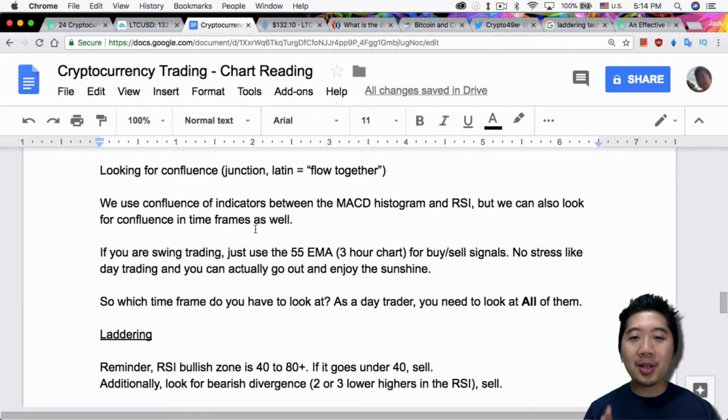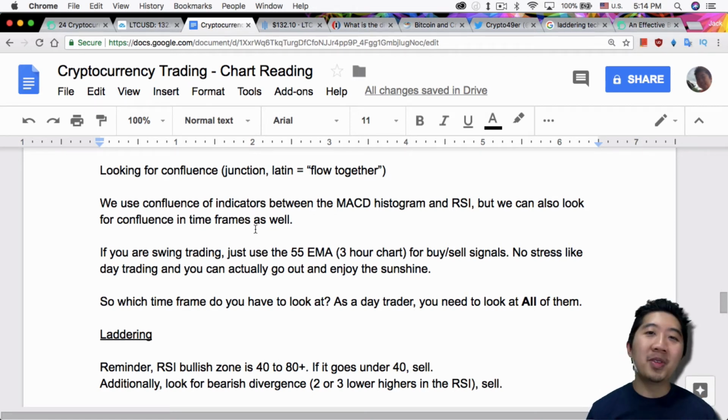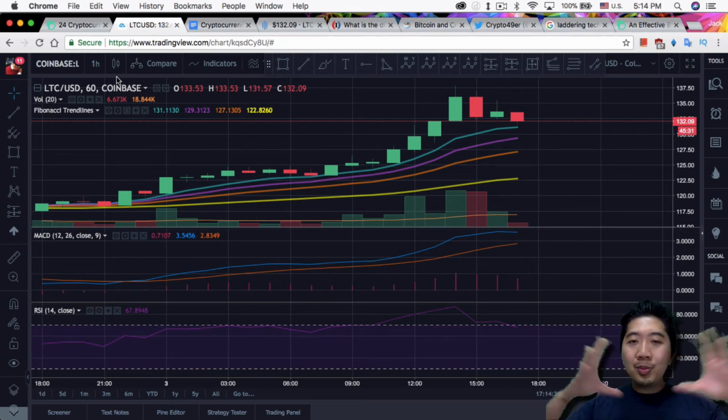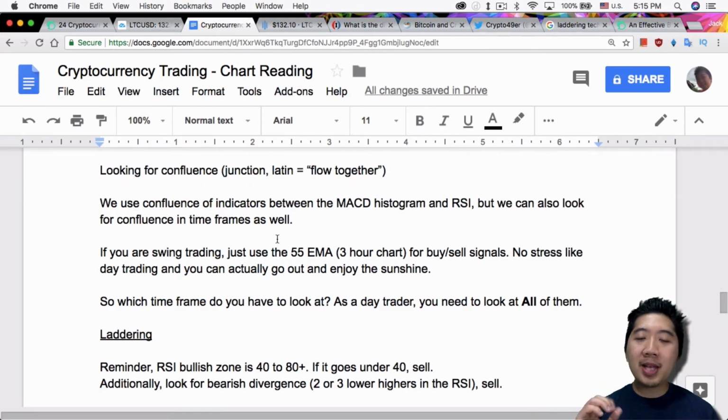And the final thing he wanted to point out for using time frames is, which time frame do you have to look at as a day trader? You need to look at all of them. So to make the proper decision, you do need to look at all the time frames. I would say that you probably want to go from the daily to the minute. So you get a zoomed out picture first, and then you zoom it back in, and you can see exactly what's going on specifically to that particular moment that you're executing the trade. So that's pretty much about time frames.